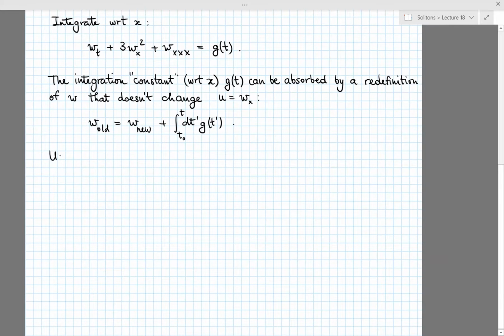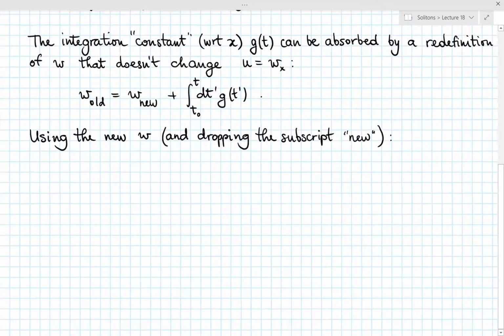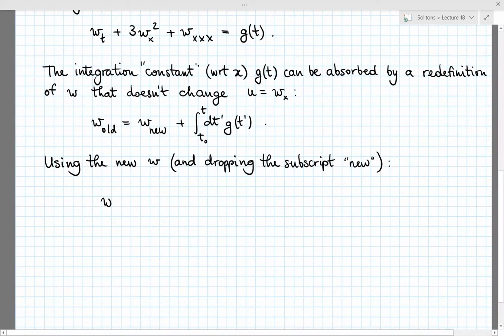So if we use the new w, and for simplicity, we drop the subscript new, we get the following equation for the new w, which is w_t plus 3 w_x squared plus w_xxx equal to 0, a nice homogeneous equation.